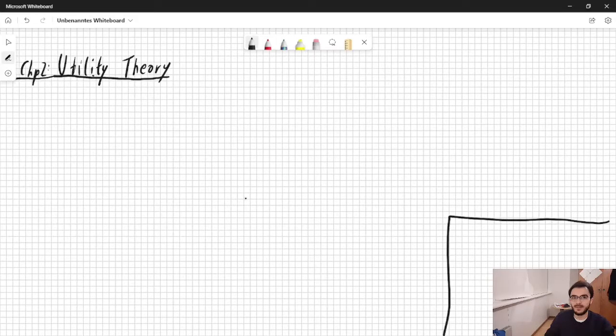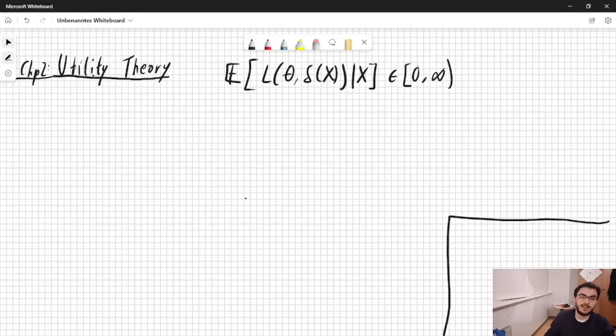Because if we look at our Bayesian estimators, especially if we look at our expected loss, given x, this is a number. This means that we can minimize this. That's one thing. The other thing is that we are able to order every single one of our decisions.